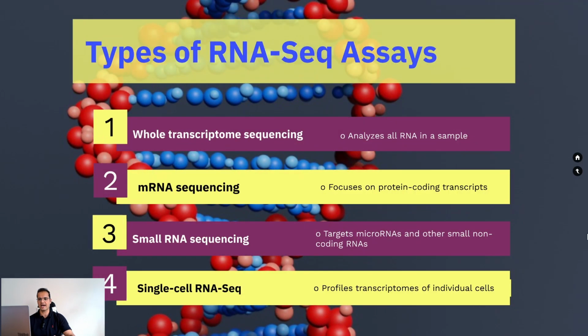Types of RNA-Seq assays. We have different kinds of RNA-Seq assays. Whole transcriptome analysis analyzes all RNA in a sample. mRNA sequencing focuses on protein-coding mRNAs. Small RNA sequencing targets microRNAs or other small non-coding RNAs. And single-cell RNA-Seq profiles transcriptomes of individual cells.